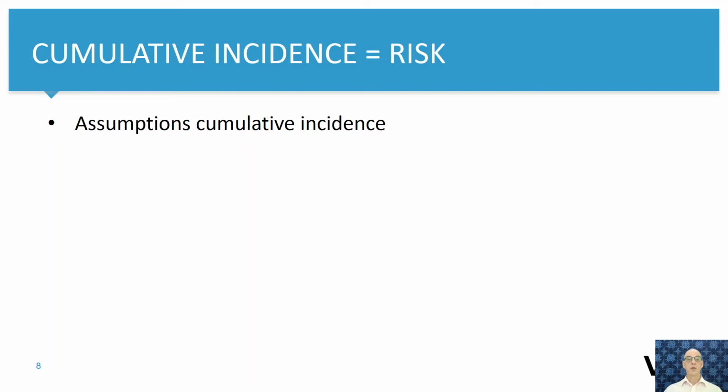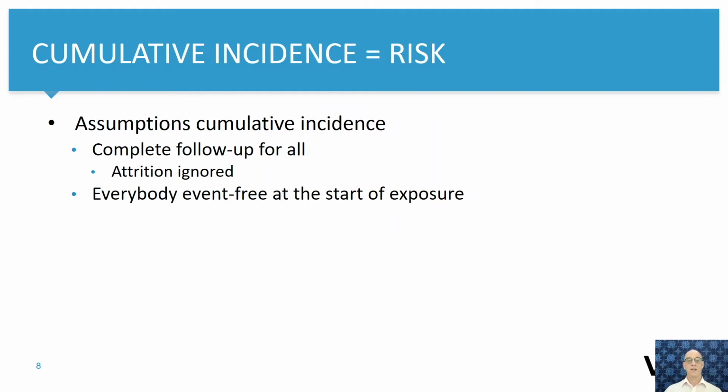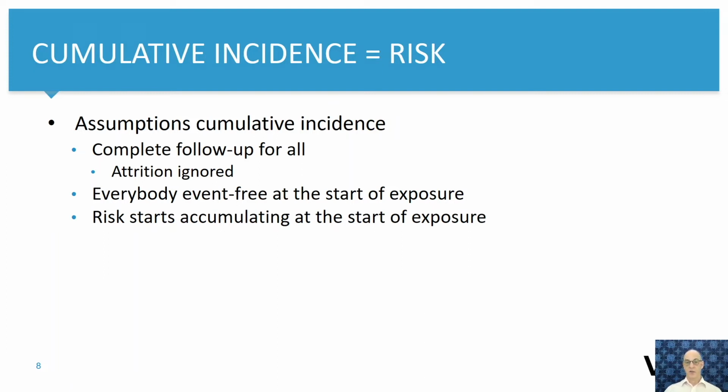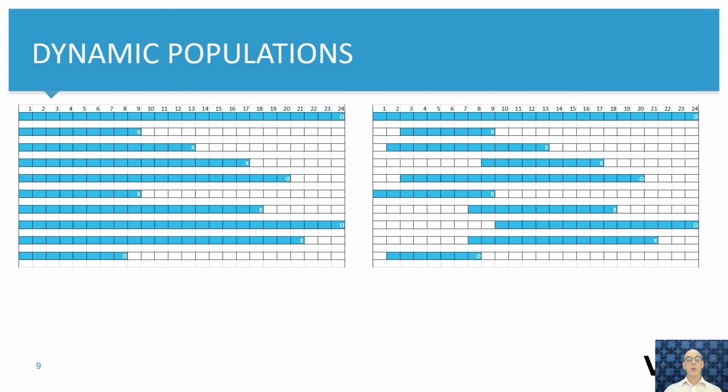But as said, the cumulative incidence, or the risk, has some assumptions. The main one is that the follow-up is complete for all participants. If there is attrition, so people who are leaving the study, this is completely ignored. Everybody is event-free at the start of the exposure, because that's part of the definition of the incidence. And the risk starts only accumulating after the start of exposure. But we have seen that it's often not the case.